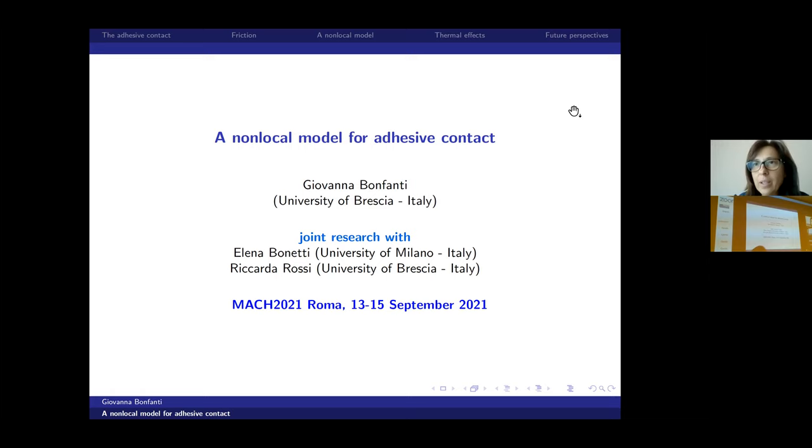Today I will present a short review about contact problems with adhesion, starting from an original model proposed by Michel Fremond and adding step by step some other ingredients in order to get a description of the real phenomenon as complete as possible.